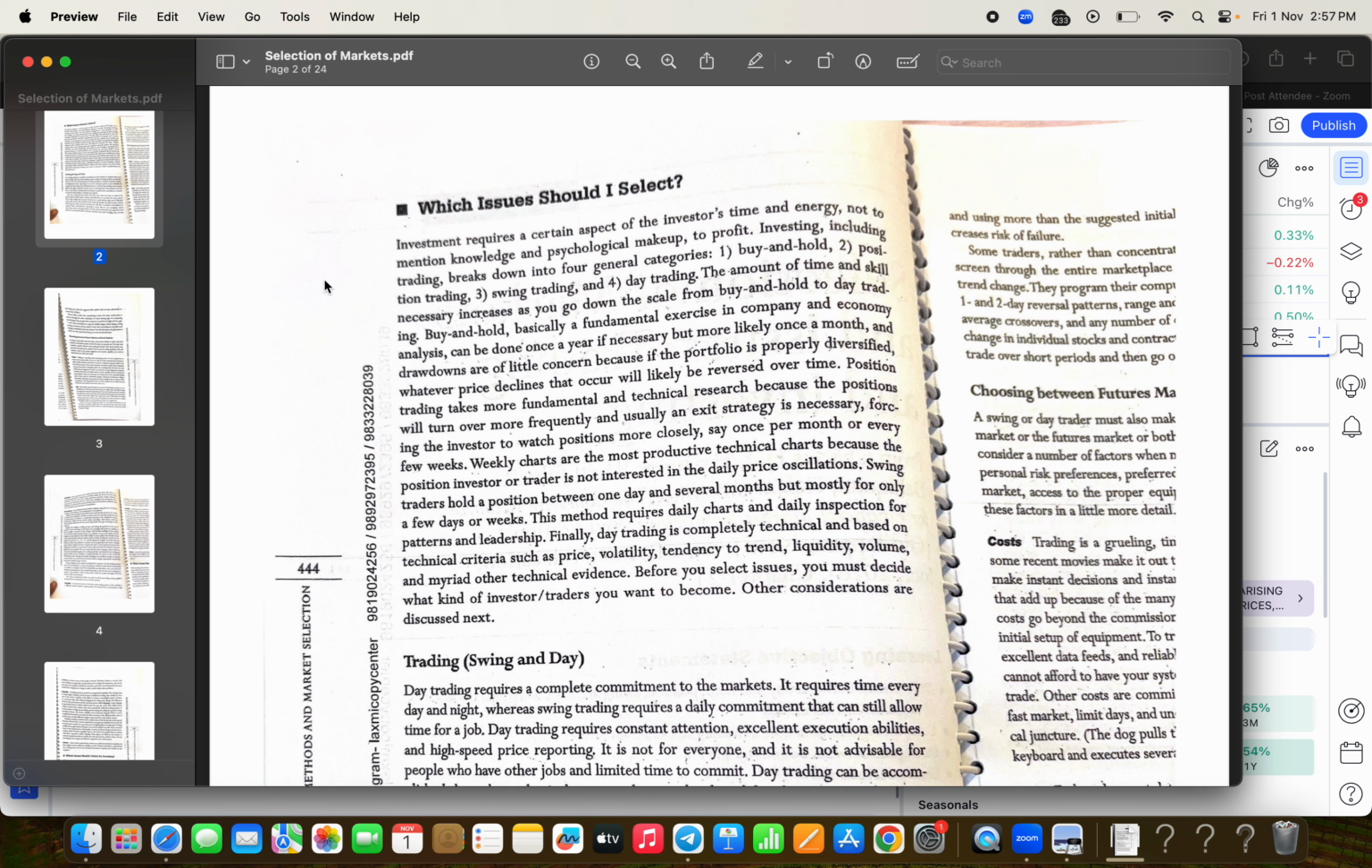Investing, including trading, breaks down into four general categories.